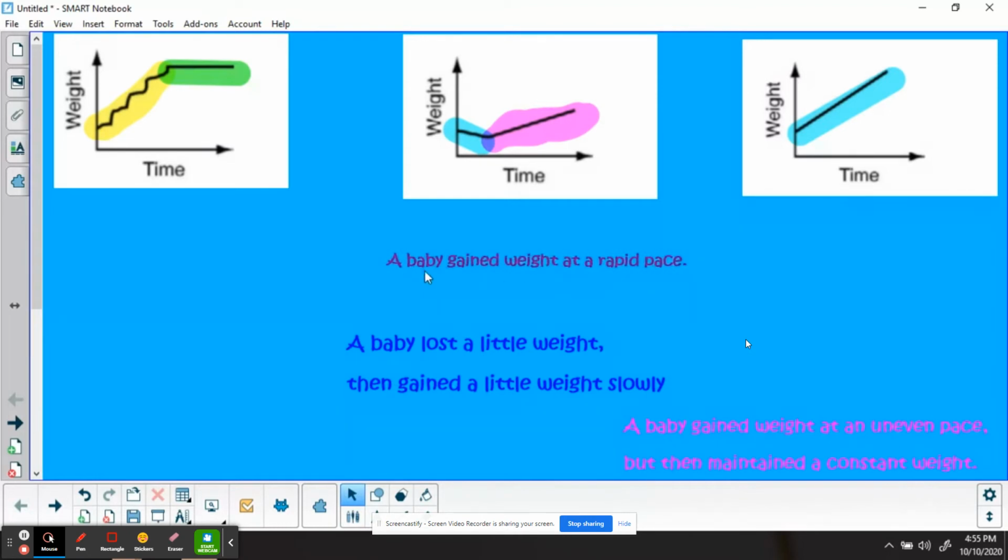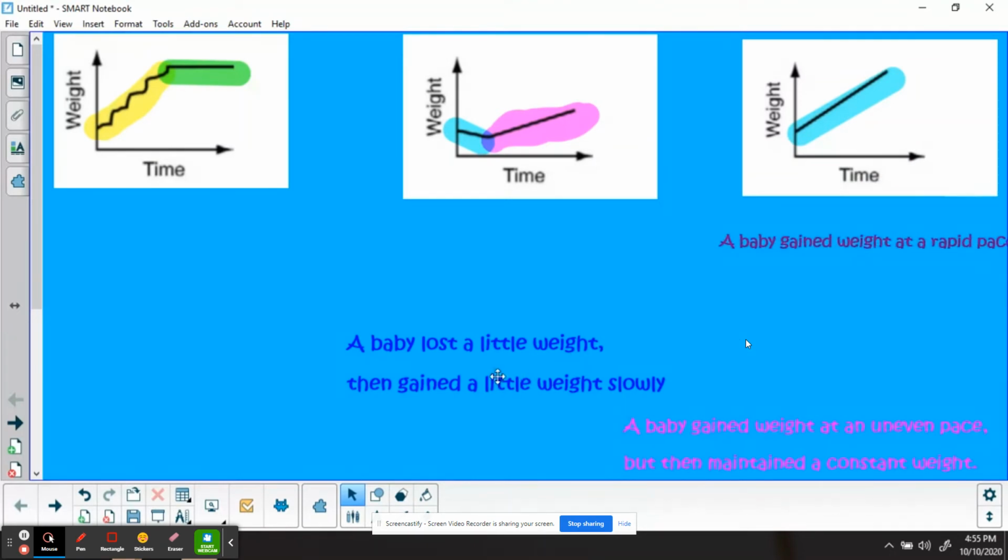First of all, baby gained weight at a rapid pace. Now that only has one part of the story. It gained weight at a rapid pace. So this has two parts, this has two parts, and this only has one part. It also shows that it's an increase and it's a pretty steady increase. So it looks like this is probably going to match up.